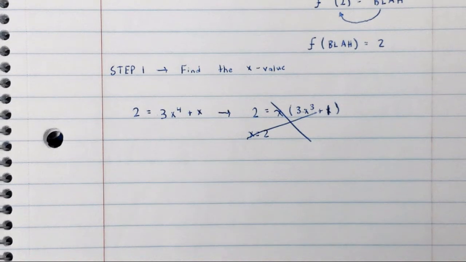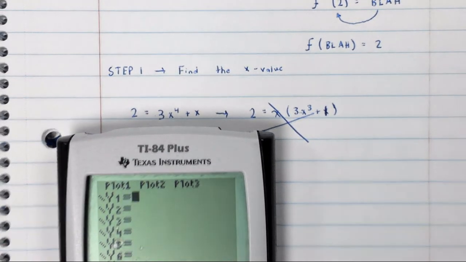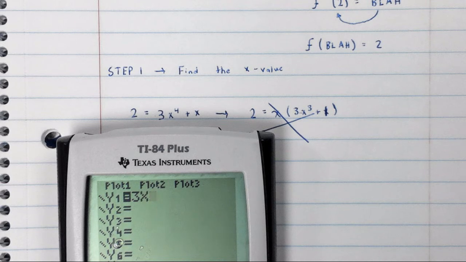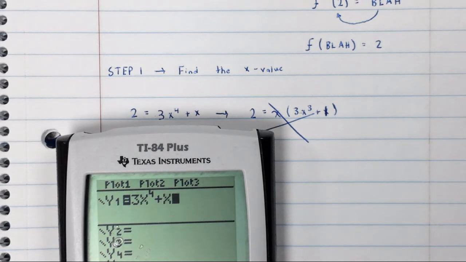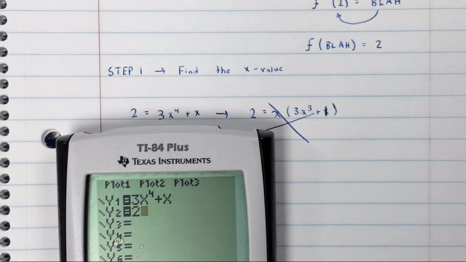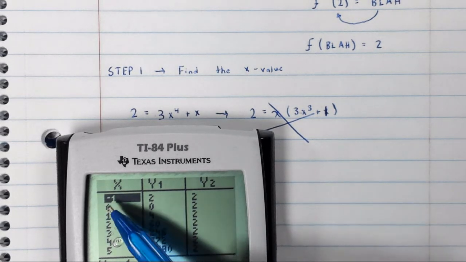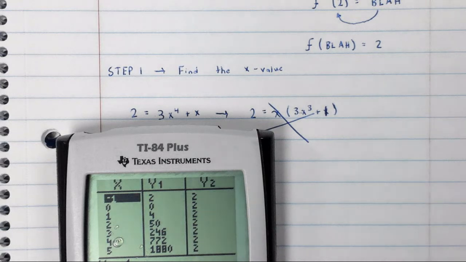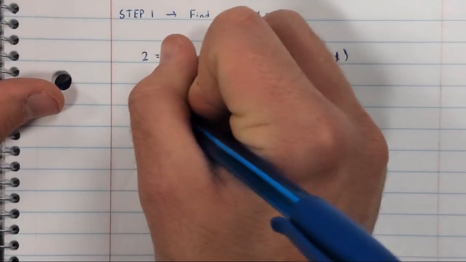Okay? To solve this, really the easiest way is to use my calculator. So I'm going to go to my y1. I'm going to plug in 3x to the fourth plus x. My y2, I'm going to plug 2. So I'm going to see where they're the same. All right, I'm not seeing anything there. I go up. All right, I have one of them. I know that at least one place x is equal to 1. So I'm going to plug that in here. x is equal to 1.